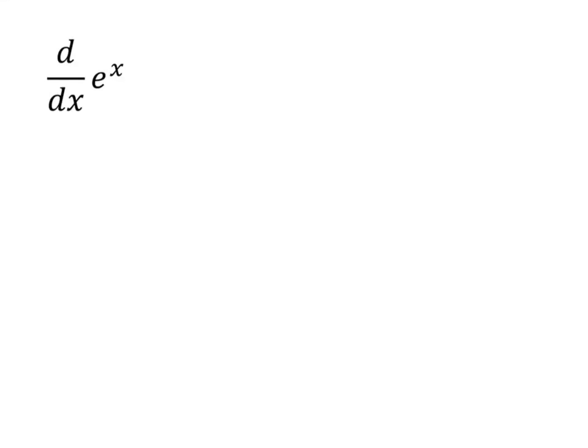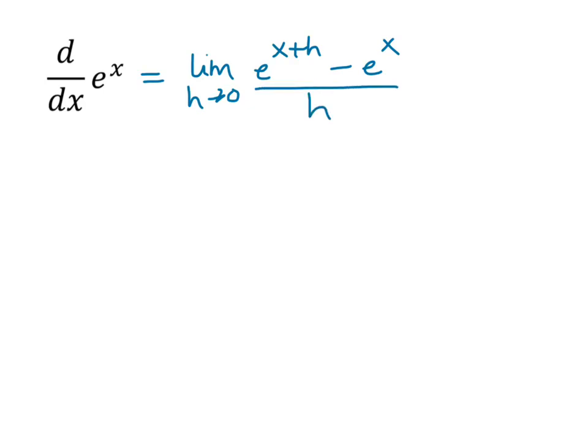To find the derivative of e to the x, we will use the limit definition of the derivative. The limit, as h approaches 0, of f of x plus h, which is e to the x plus h, minus f of x, which is e to the x, our function, all over h.